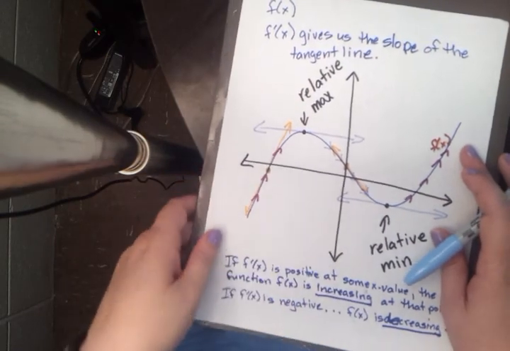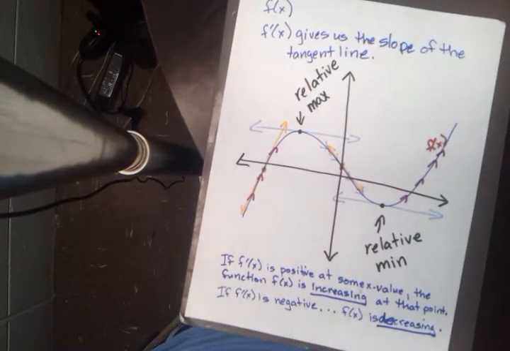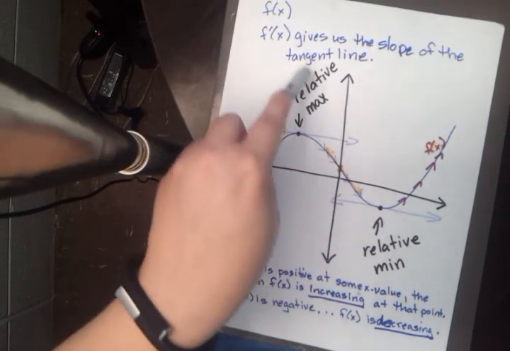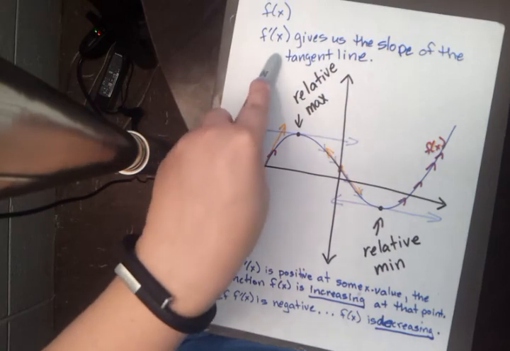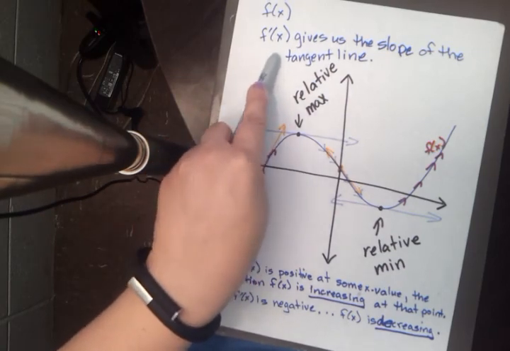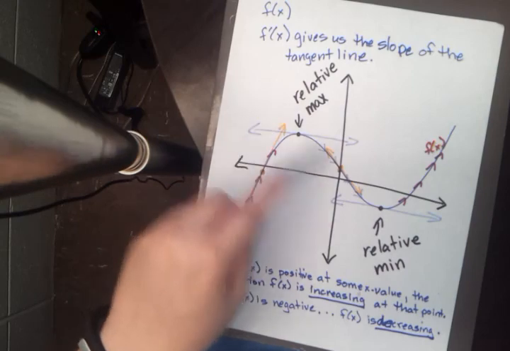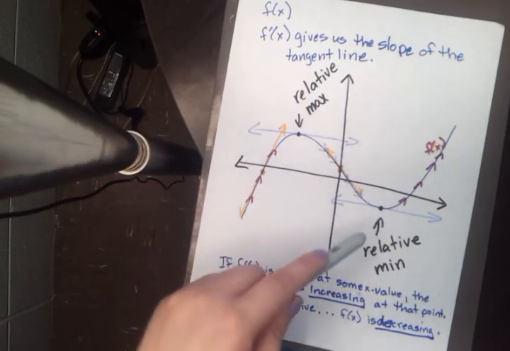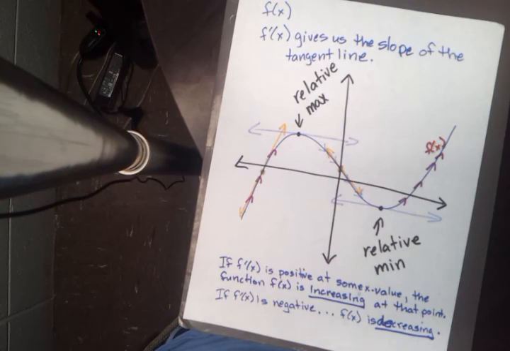So that's what these things mean in pictures. And so if you find yourself getting stuck in the questions, try and think about what the pictures are asking you. If they're asking for increasing and decreasing, what they want to know is where f prime of x is positive and negative. If they're asking for relative minimums and relative maximums, what they're asking for is where f prime of x is 0.